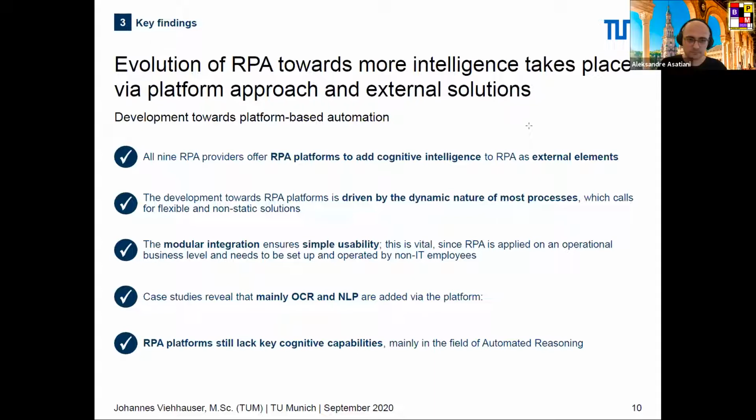But this is something that is, at least at the moment, not part of many or most RPA projects, because you start with very simple and rule-based processes, and I'm pretty sure within the next years, if the processes become more complex, then those features could more and more be added to RPA, but then, as already said, modularly with the RPA platform approach.